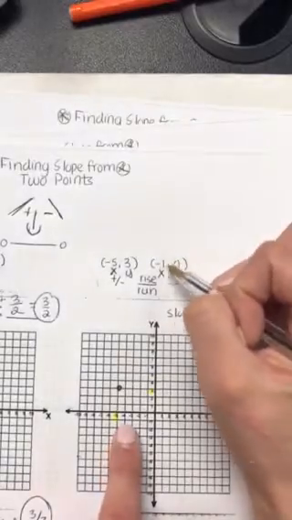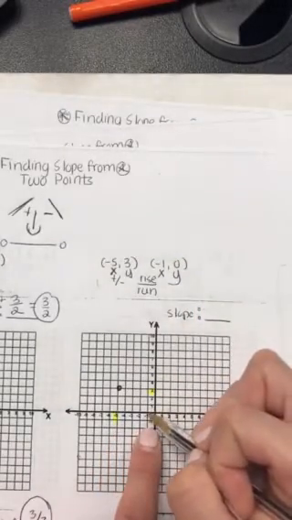Now we're going to graph our other point, -1, 0. We're going to go to the left, -1.